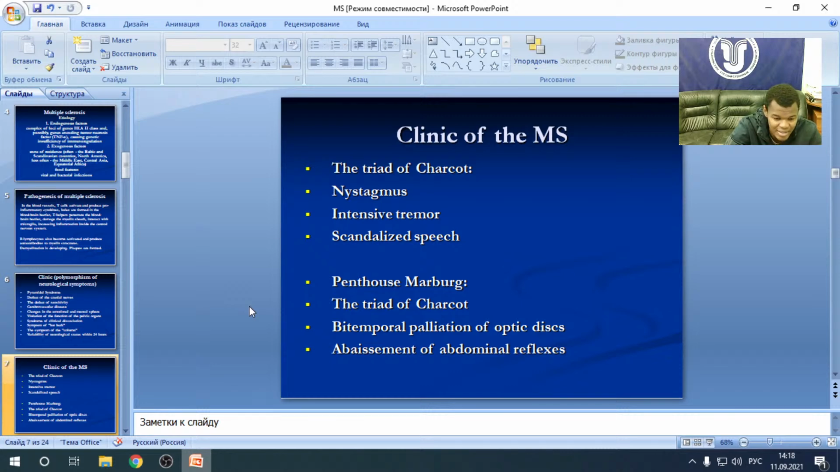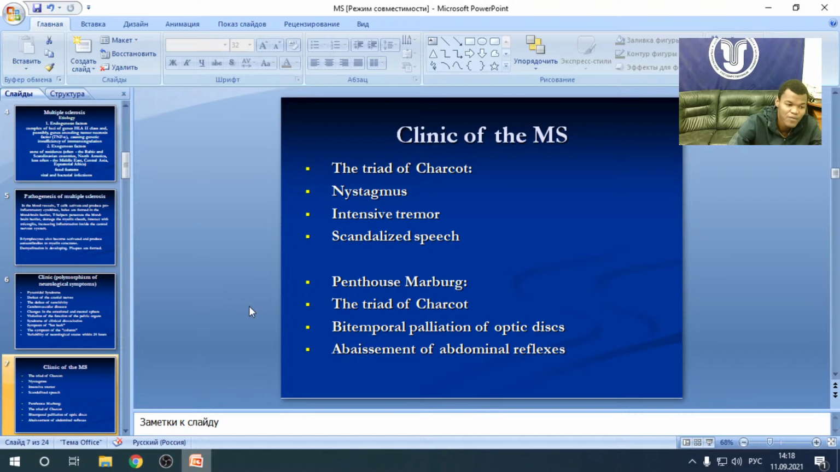The person is just checking like this, or has scanning speech. The person can't speak slowly as we do right now with you, but the speech is scanned, as if shouting at someone. So this one is called the triad of Charcot. Please remember those three as a triad.